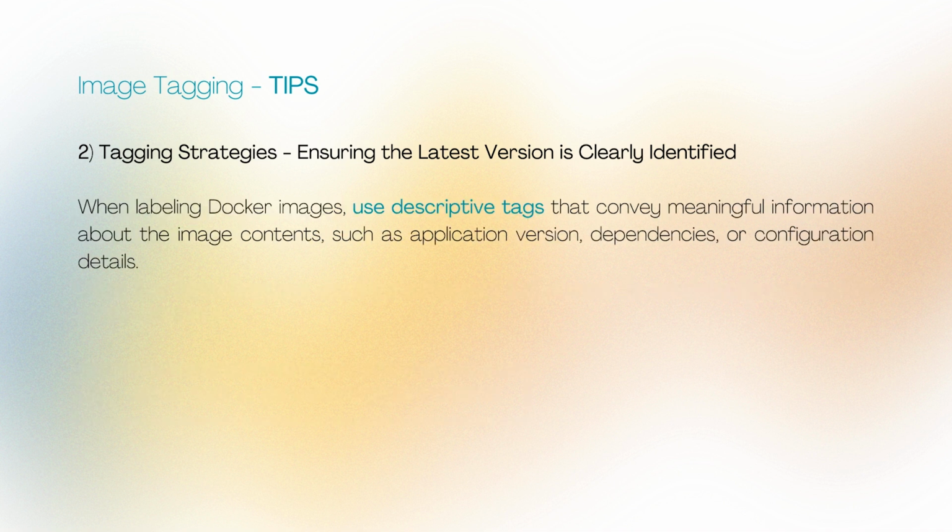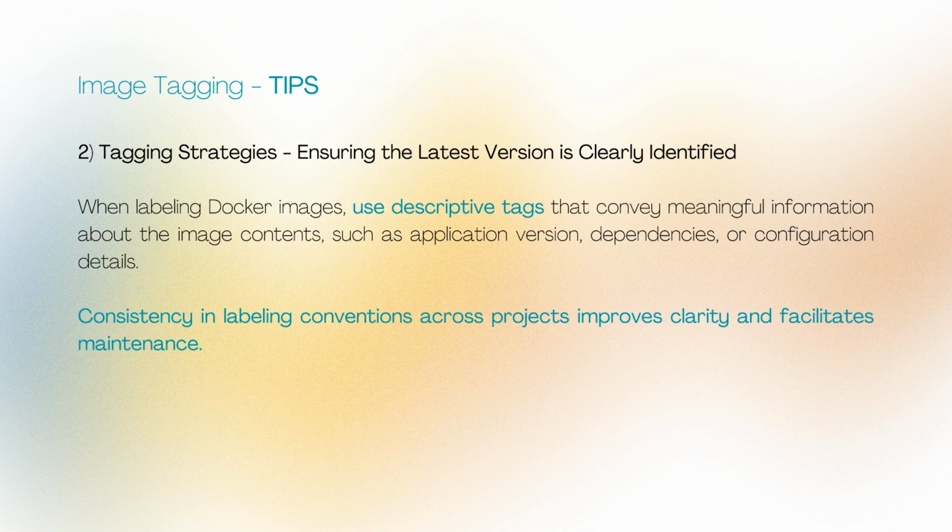When labeling Docker images, it is advisable to use descriptive tags that convey meaningful information about the image contents, such as application version, any dependencies or configuration details. Consistency in labeling conventions across projects improves clarity and facilitates maintenance, also for other people.